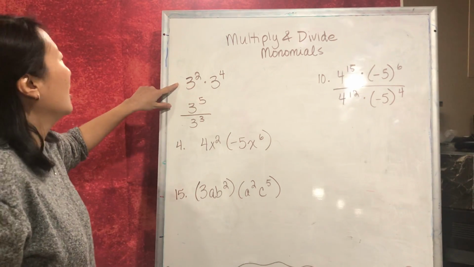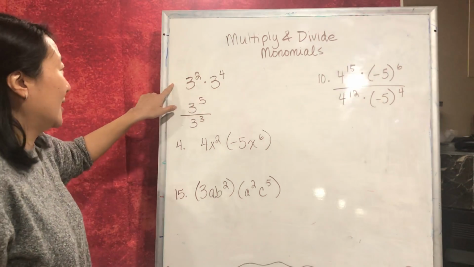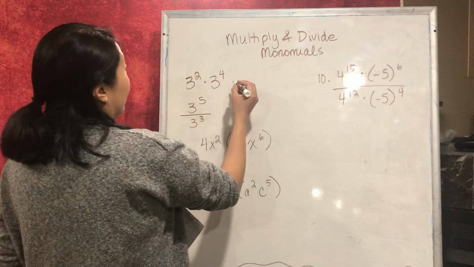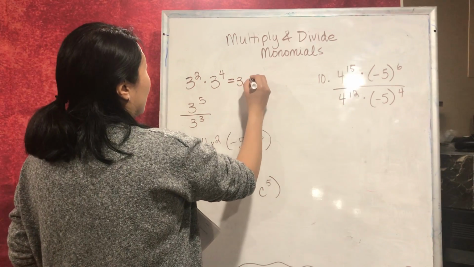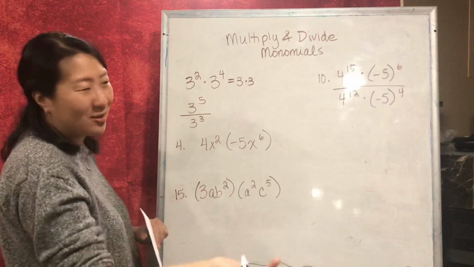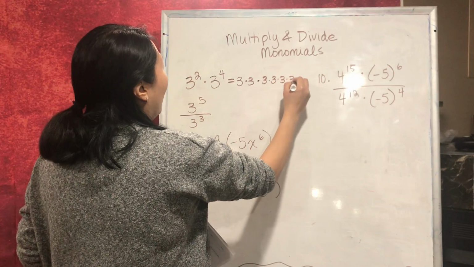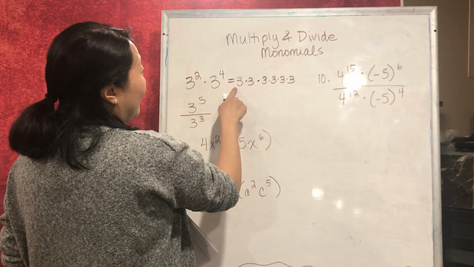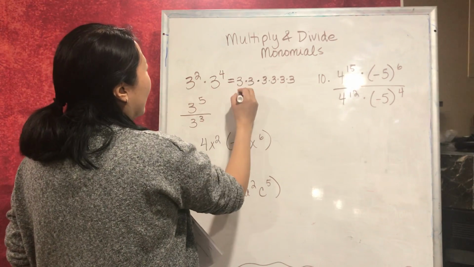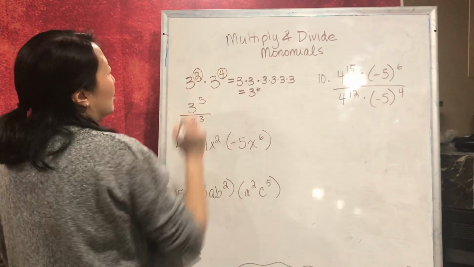If I have two exponents that have the same base, so the base here is 3, and I'm multiplying, let's take a look at what happens. 3 squared is equal to 3 times 3. And 3 to the 4th is just 3 times 3 times 3 times 3. The exponent is telling us how many times. Now, how many 3's do I have? 1, 2, 3, 4, 5, 6. So 3 to the 2nd times 3 to the 4th power is 3 to the 6th. All I had to do was add the two exponents.